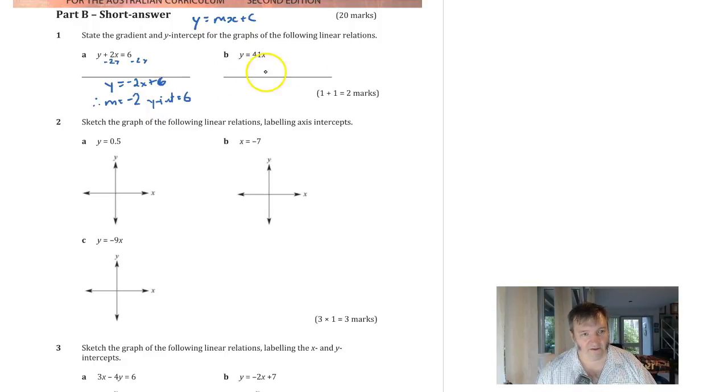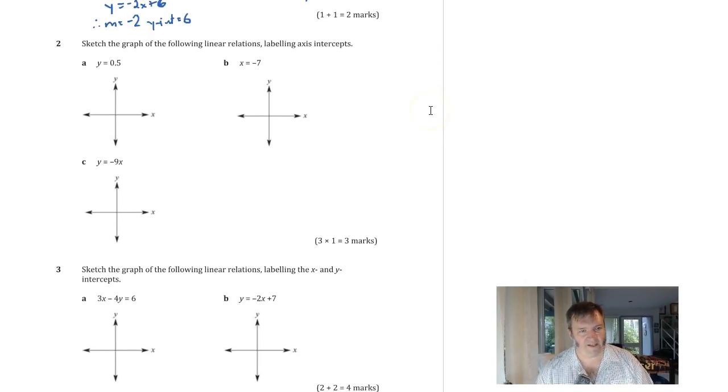Easy as that. This one here, y equals 41x. Well, that's easy. The gradient is equal to 41, and the y-intercept, what number's being added on there? There's nothing, is there? So it must be 0. So the y-intercept would be 0.